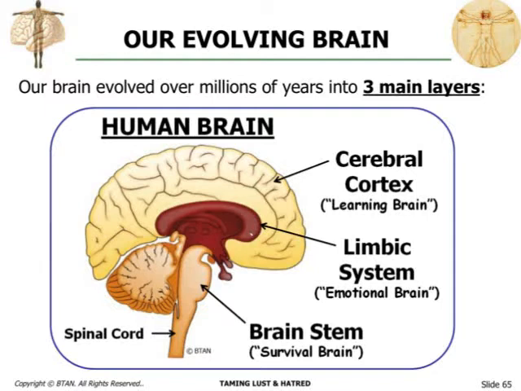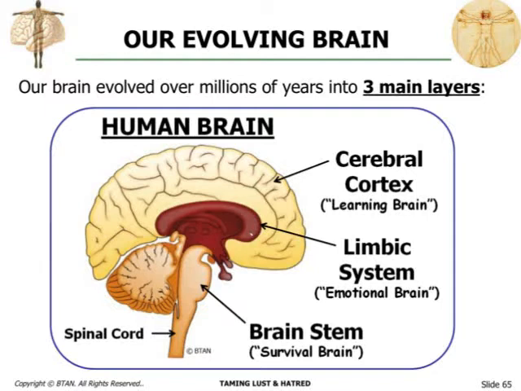Some call it the emotional brain. And this is the part of the brain that is responsible for our suffering. Emotional reaction is what causes a lot of suffering. Then the outer part of the brain is our thinking brain. And this is the cerebral cortex. And it is this part of the brain that can be responsible for our happiness.